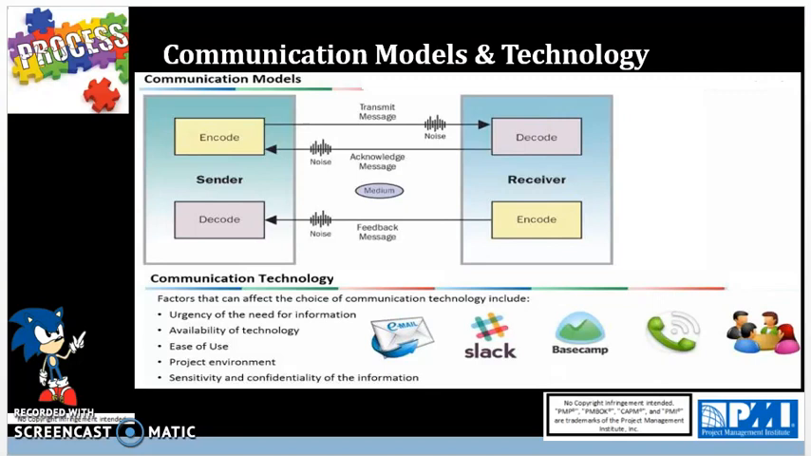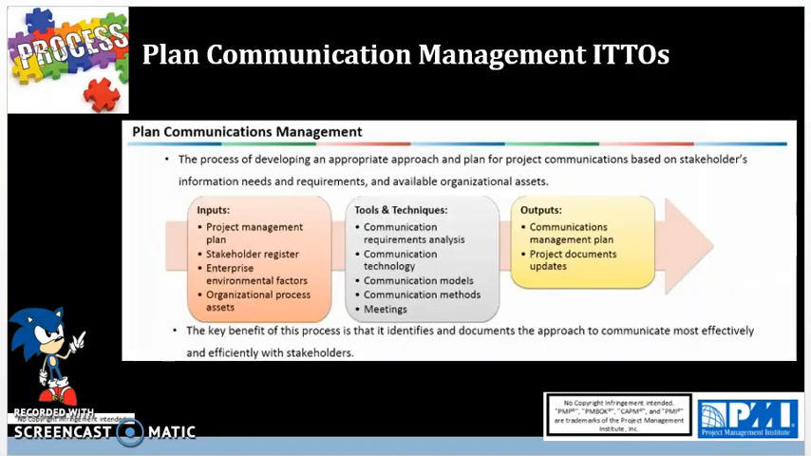So factors that can affect the choice of communication technology include, of course, urgency of the need for information, the availability of the technology, ease of use, project environment, and sensitivity and confidentiality of the information. You want to make sure that the information goes to who it's supposed to go to and not to unauthorized parties. And in an era of social media, there are policies that might prohibit you from using it. So please do not do that at work. Otherwise you might land yourself in hot water.